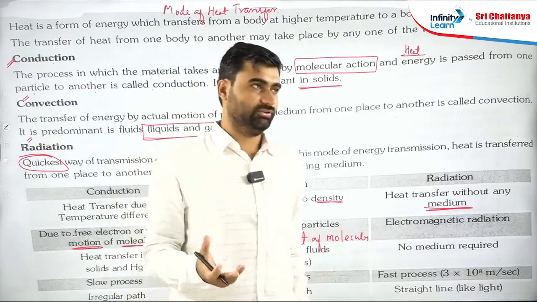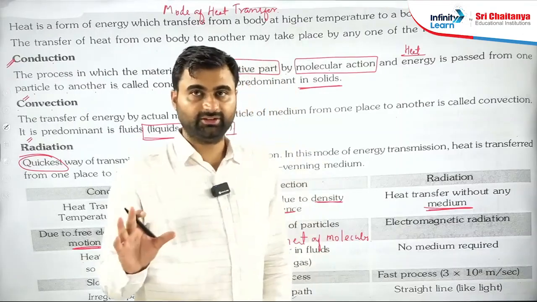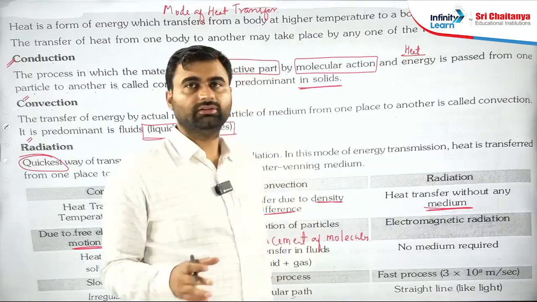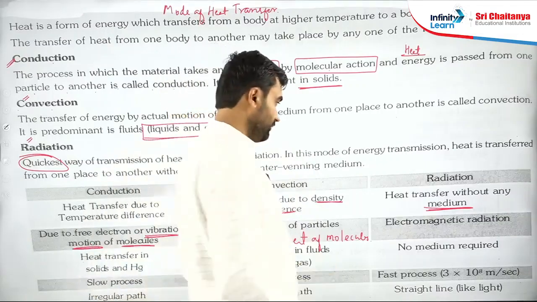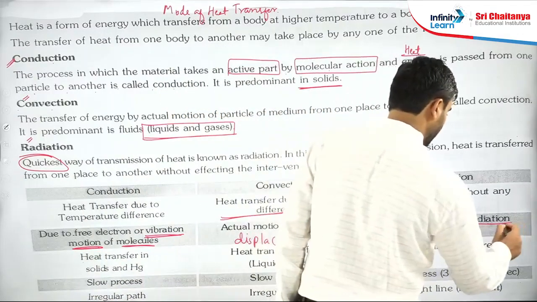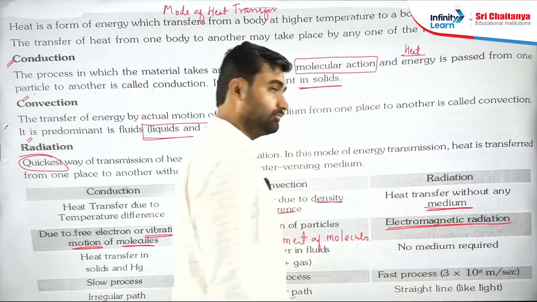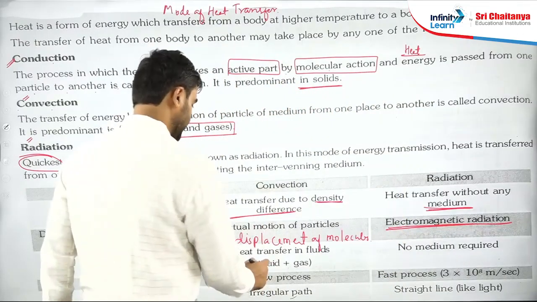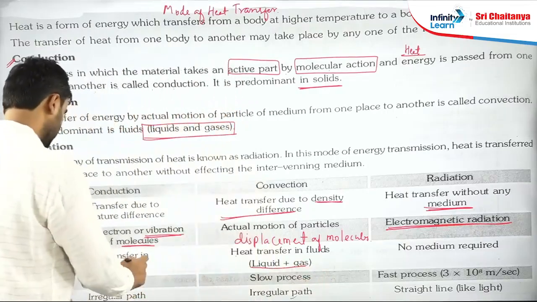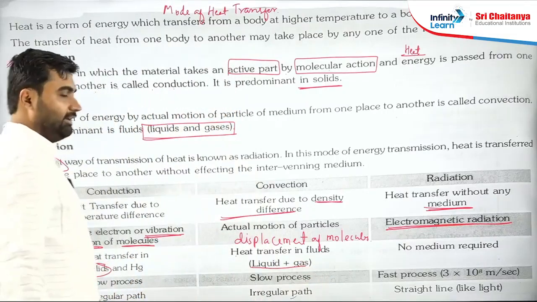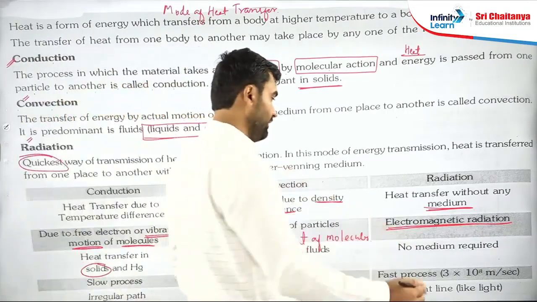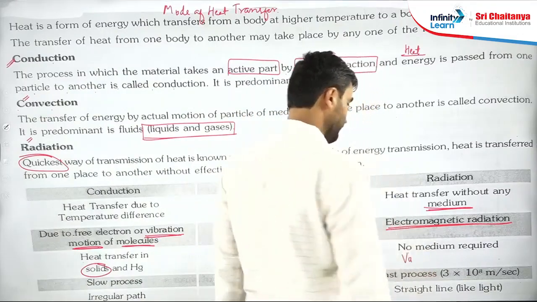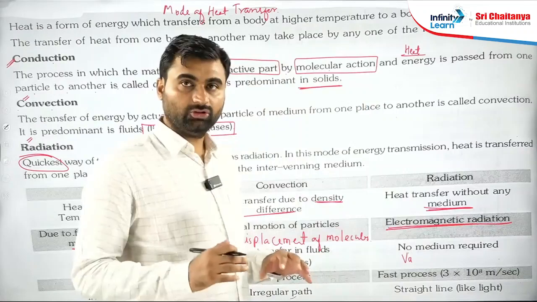Now it is a new word for you. You don't know about electromagnetic waves, so we will discuss it later. So here it is due to electromagnetic waves. We discussed that convection happens in liquids and gases, conduction happens only in solids, and here there is no requirement of a medium. It takes place in vacuum also.